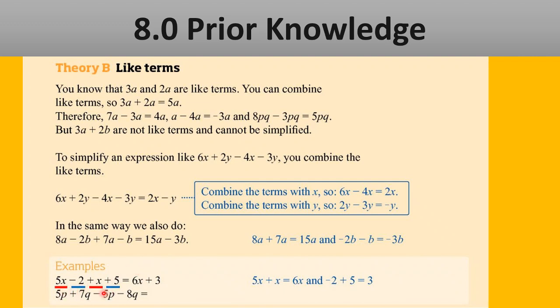5p minus 5p leaves me with 0, and 7q minus 8q leaves me with just minus q. And we don't write down 0 minus q, right? Then we leave that 0 out of the final answer.